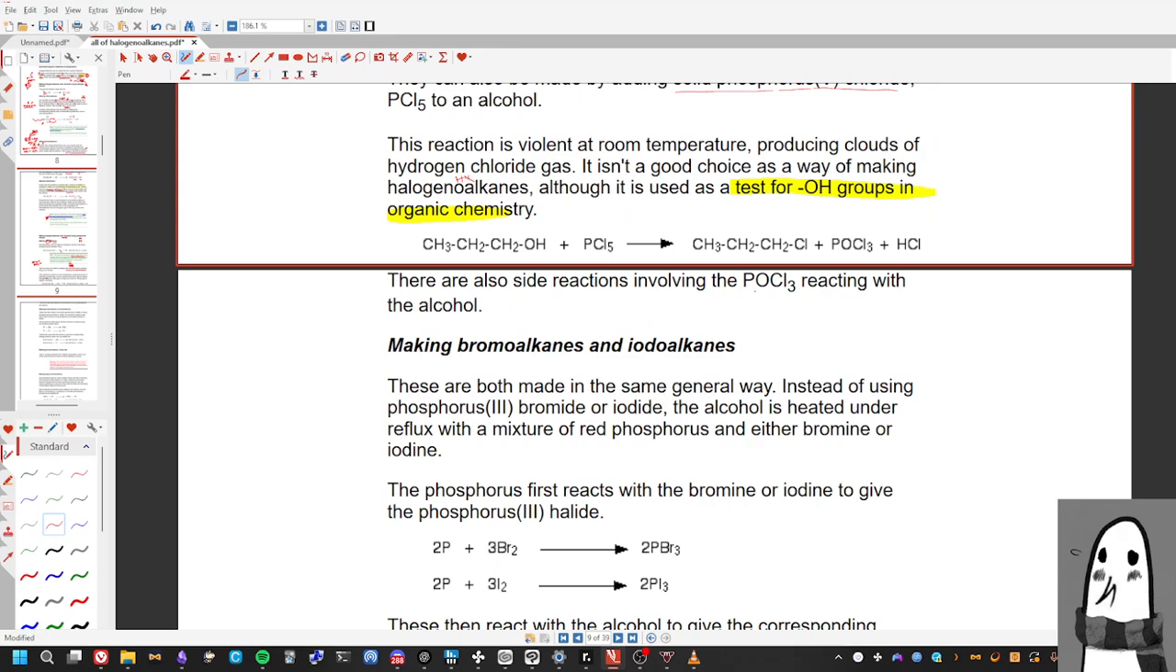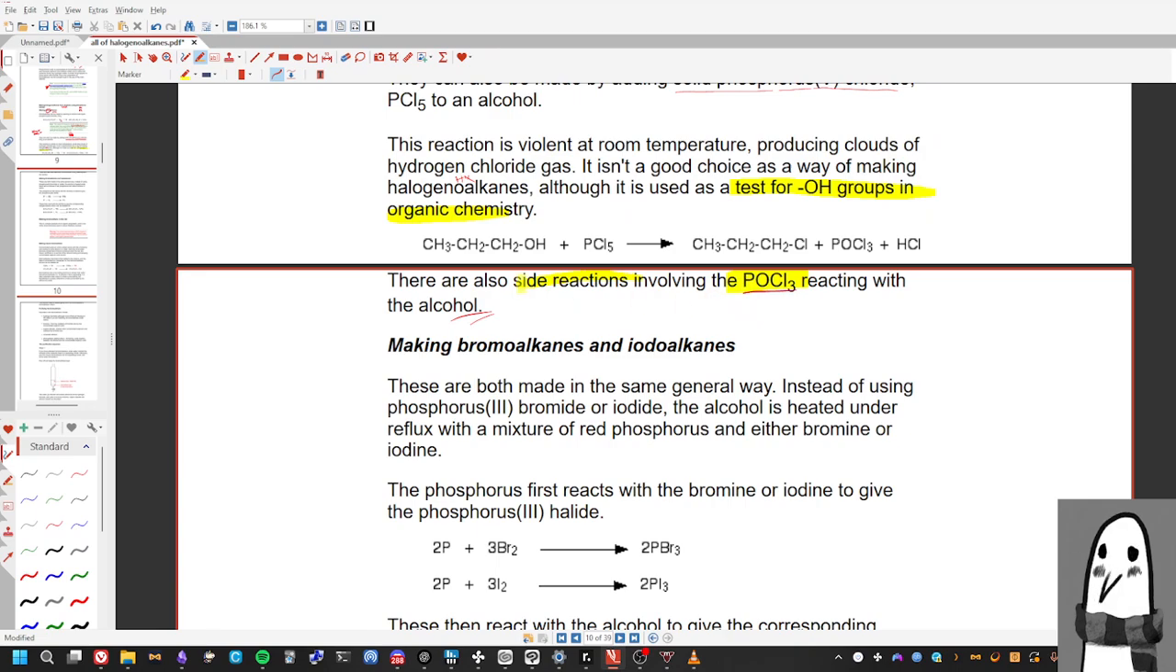There are also side reactions involving POCl3 reacting with alcohol. We're not going to be talking about them, but POCl3 is another one that we can be thinking about.